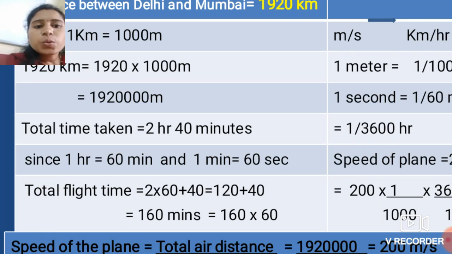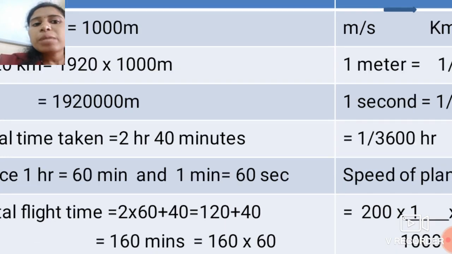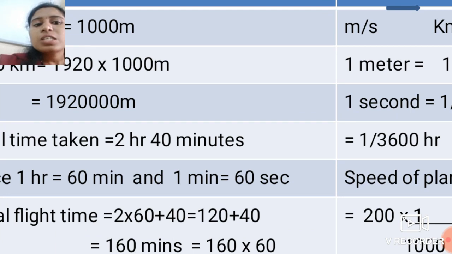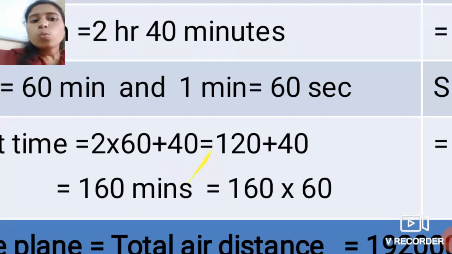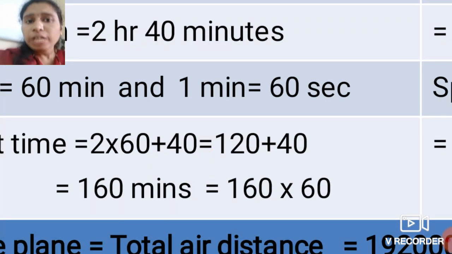So what will we do? We know that 1 hour is equal to 60 minutes. We can multiply this 2 into 60, means how many? 120. So we will get the answer in 120 minutes. So 120 minutes plus this 40 minutes, what is this? 160 minutes. Okay, so we get the answer as 160 minutes.